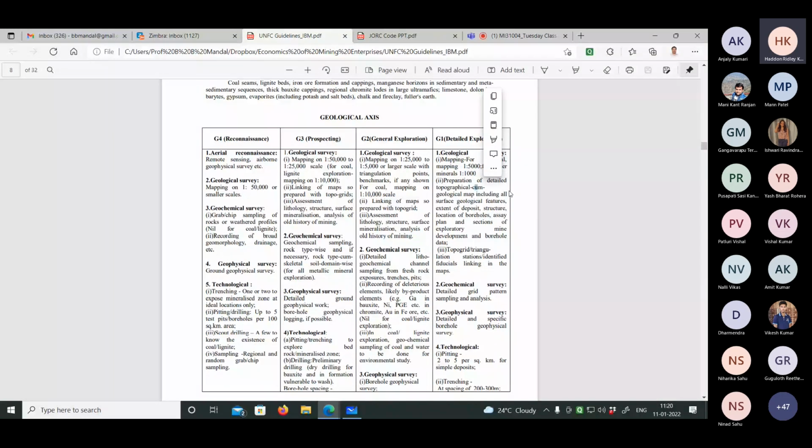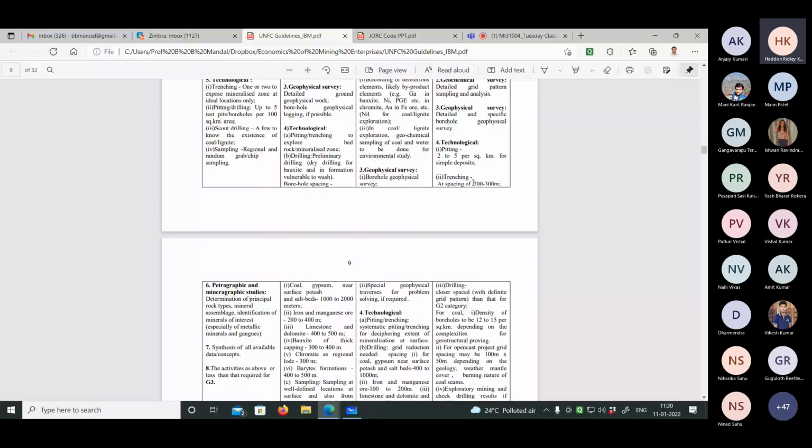And then preparation of detailed topographical, that means ups and downs, the terrain mapping, the topographical maps that you have to make. Geochemical survey, detailed geochemical, detailed geophysical, trenching, pitting, 2 per 5 square kilometer. Whereas we had 5 in 100 square kilometer. Here we have 2 to 5 per square kilometer. See how detailed now it is.